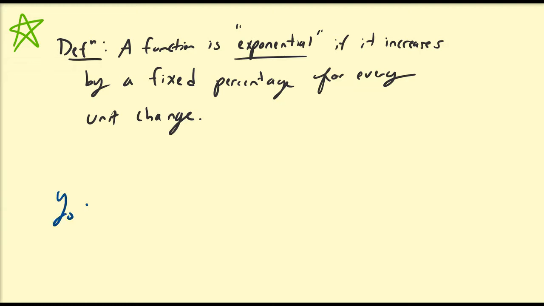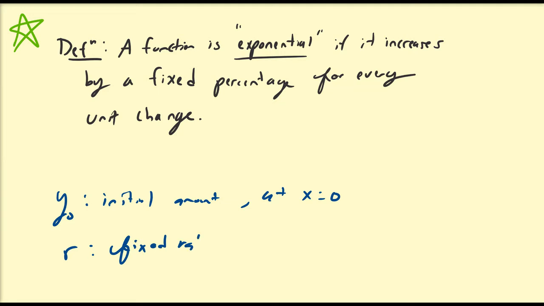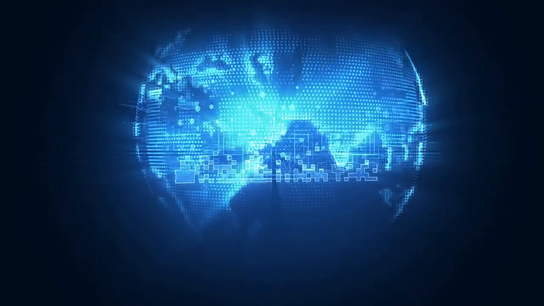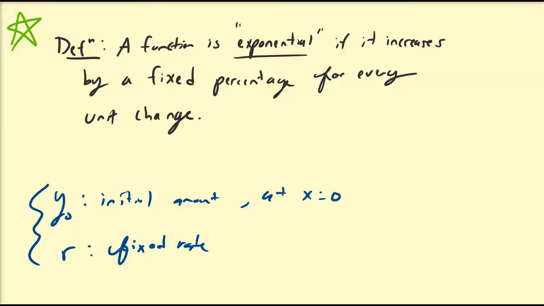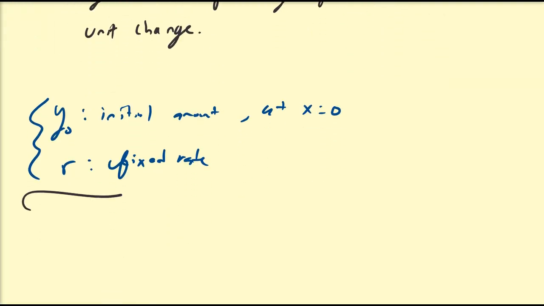We're going to be denoting y0 to be the initial amount, say at x is equal to 0 or t is equal to 0. And r is going to be the fixed rate that this function is going to be increasing by. So we'll derive the basic representation for exponential functions and also talk about a couple properties about it. Alright, so let's get started by deriving the exponential representation.